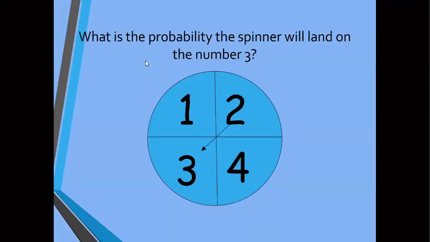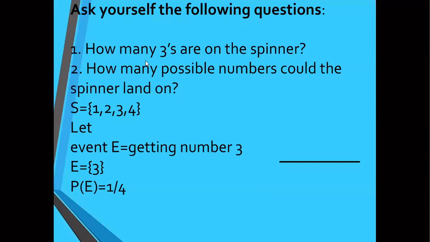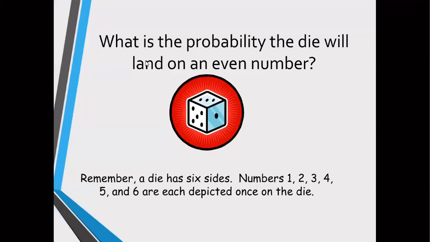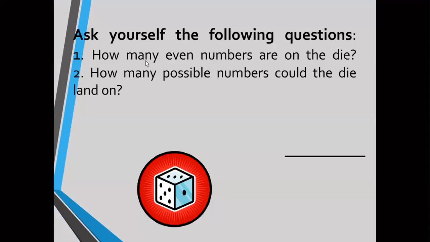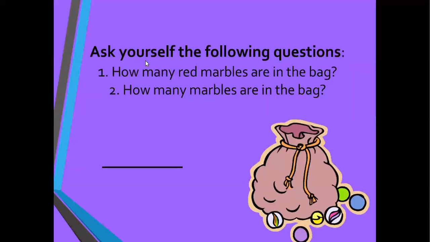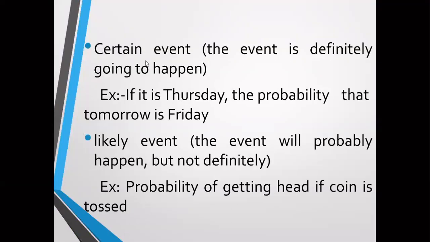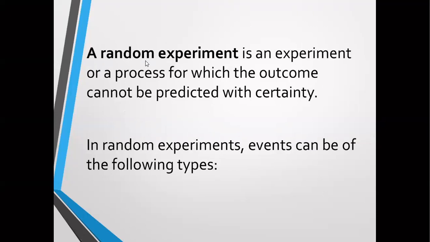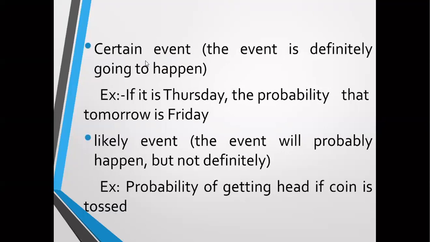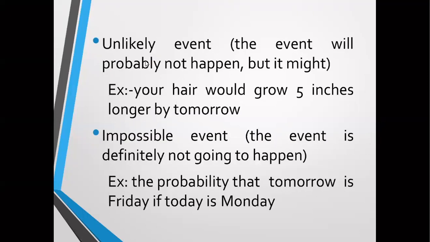If you can remember, I taught you how to find a probability for an outcome or for events, right? We did this example as well. I think last time we were discussing types of events, right? So we discussed these main four types of events, that is certain event, likely event, unlikely event, and impossible event.